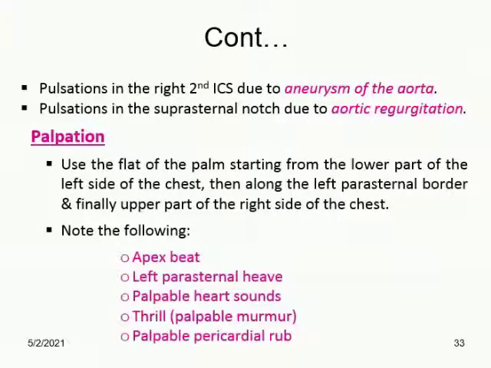Pulsation in the right second intercostal space is due to aneurysm of the aorta, and pulsations in the suprasternal notch are due to aortic regurgitation. Palpation. Use the flat of the palm, starting from the lower part of the left side of the chest, then along the left parasternal border, and finally the upper part of the right side of the chest. By palpation, note the following: apex beat, left parasternal heave, palpable heart sounds, any thrill, which is a palpable murmur, and palpable pericardial rub.